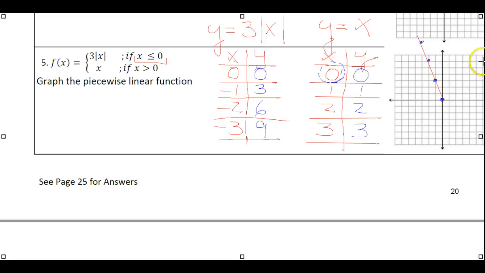And then now this one, and we'll change colors. 0, 0. Now don't forget we're just anchoring at that. So we put a circle there for this point. And then it's going to be 1, 2, 3. So this one looks like this. So it's not quite the V shape that we had because this value is a little different.